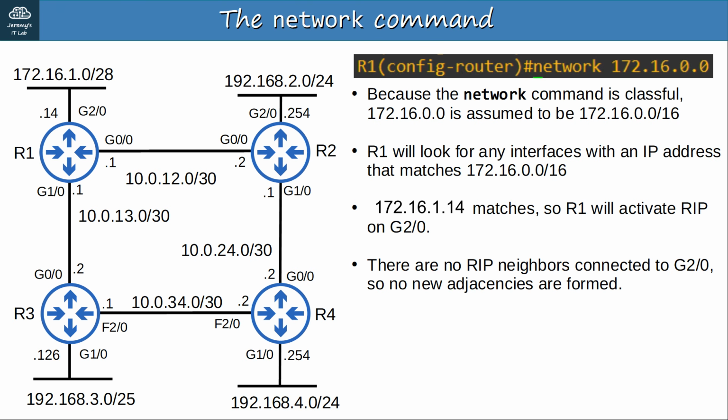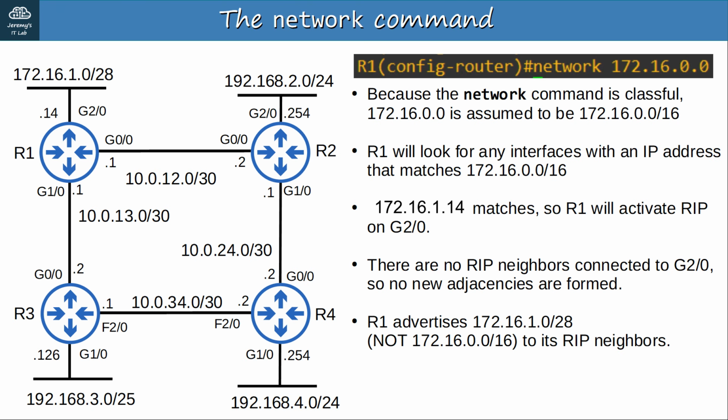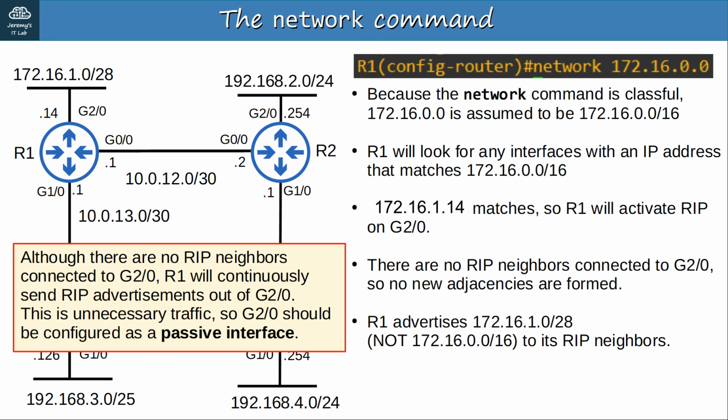However, R1 advertises 172.16.1.0/28, not 172.16.0.0/16, to its RIP neighbors. One more important point. Although there are no RIP neighbors connected to G2/0, R1 will continuously send RIP advertisements out of G2/0. This is unnecessary traffic, so G2/0 should be configured as a passive interface. Let's see how to do that.